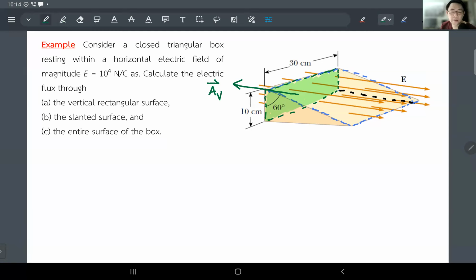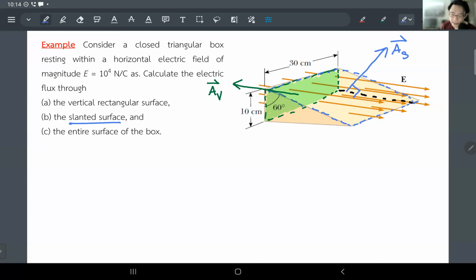Okay, just to make the whole thing smooth, what should be the slanted surface vector? What do you think? Of course, it's going to point perpendicular to it. That's what we call A sub S vector. That's perpendicular to that. Cool?